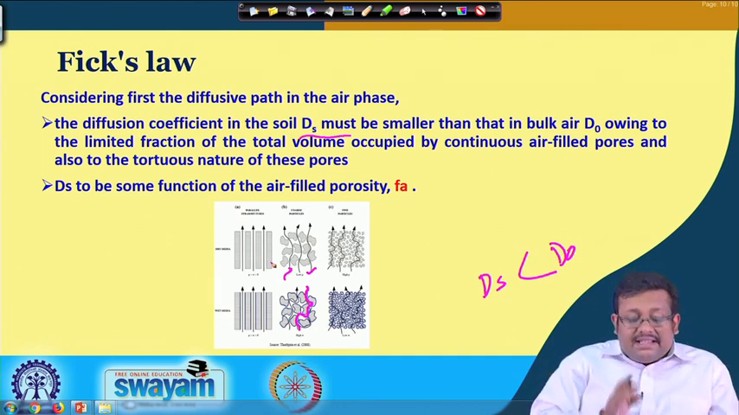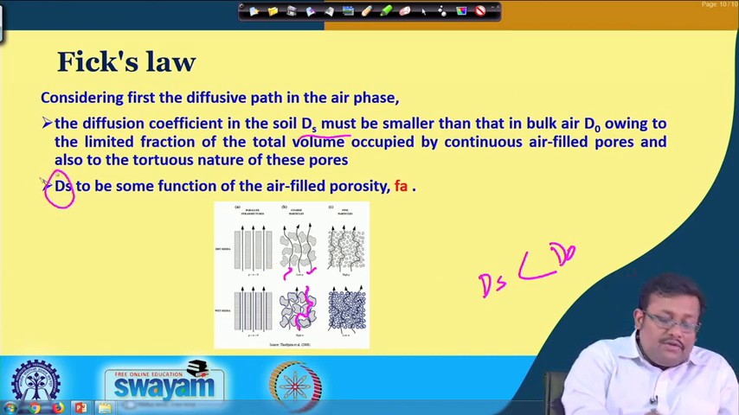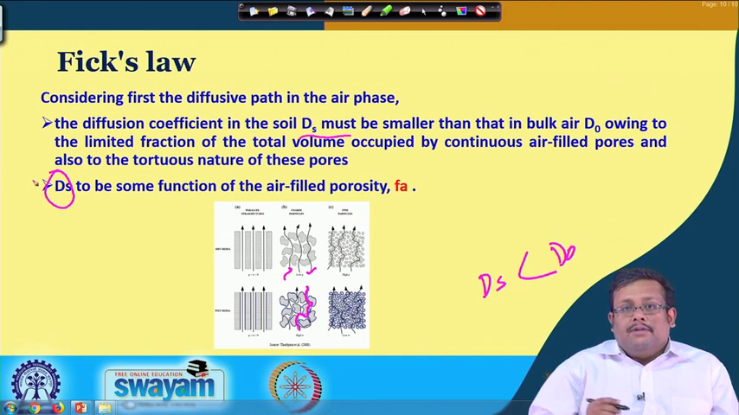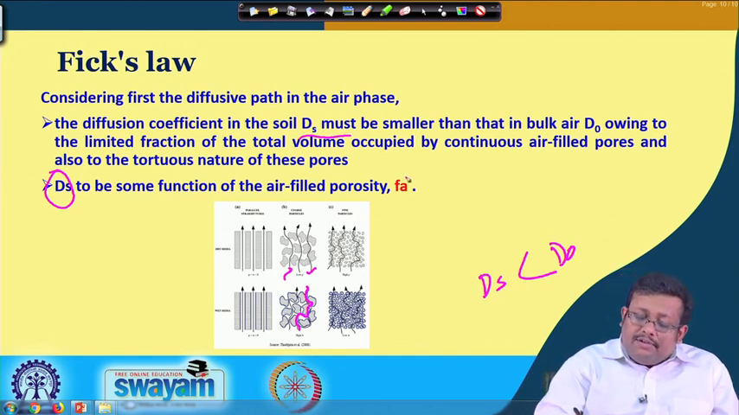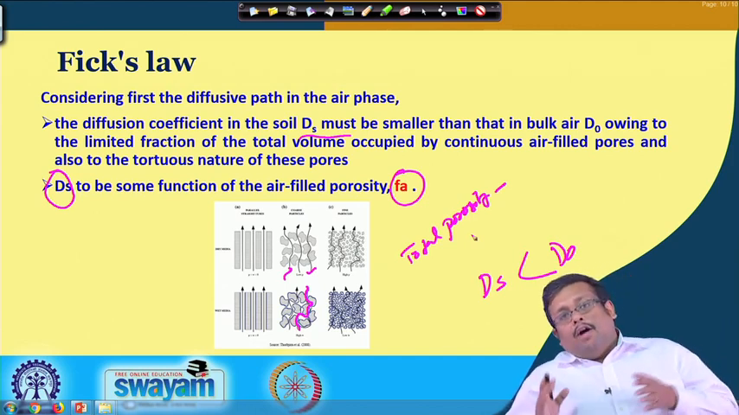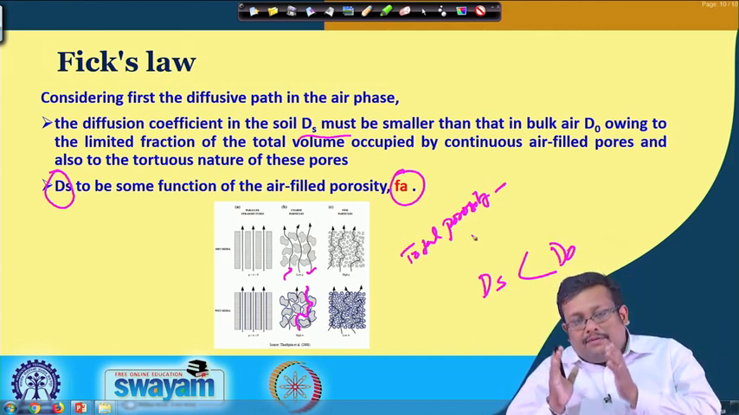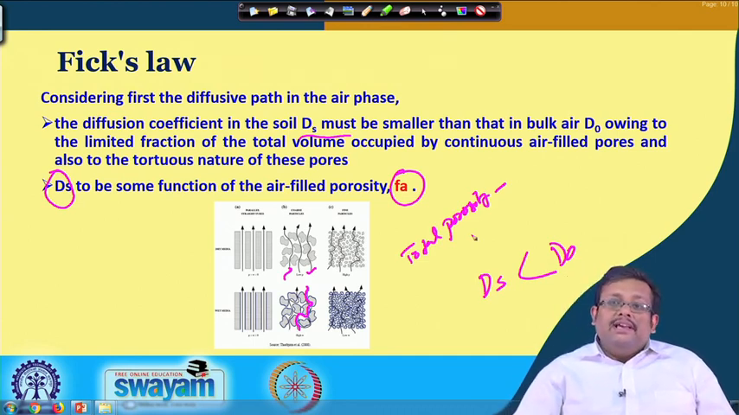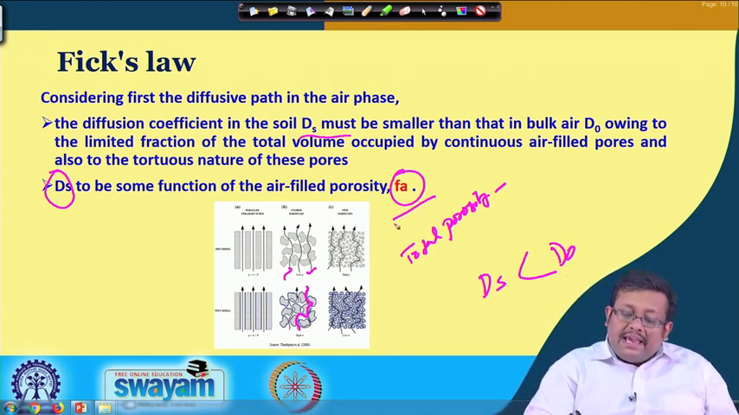As a result of this phenomenon, Ds, the diffusion coefficient in the soil, has to be a function of the air-filled porosity. Now, what is air-filled porosity? You know the total porosity. If you subtract the volume of the pore space which is occupied by water from the total pore space, you get the air-filled porosity, which we denote by FA.